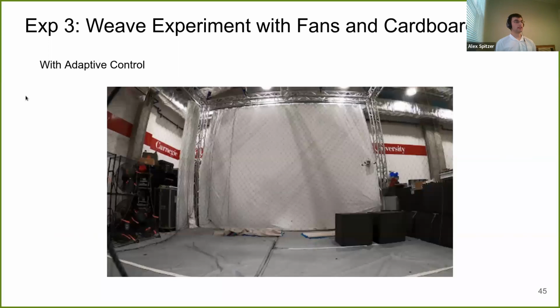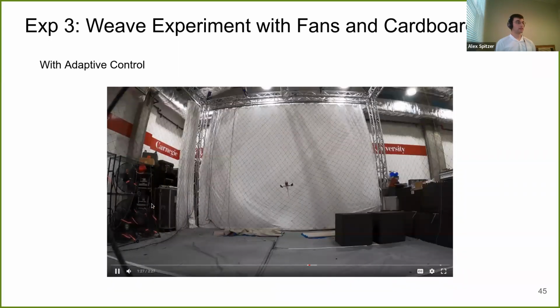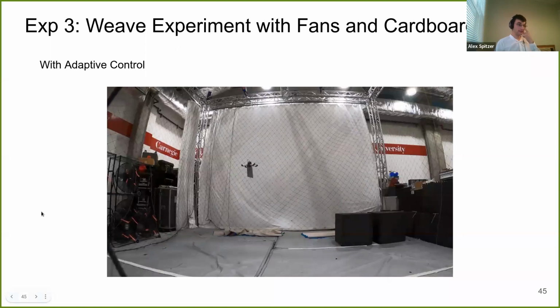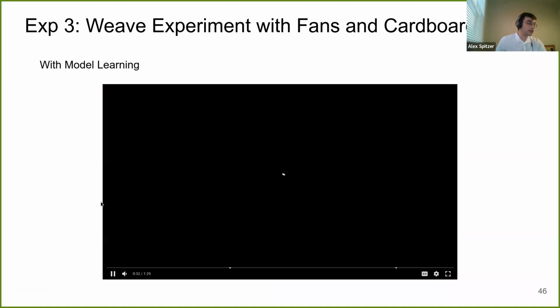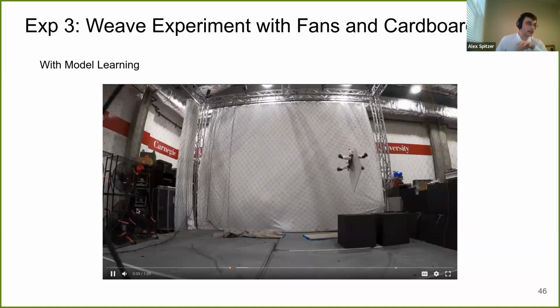The third experiment is the same thing, but with the fans. So the fans are blowing on the vehicle as it's carrying the cardboard. This is the adaptive method. And I'm going to play this for a few seconds, and you can see that as the vehicle encounters the fans, the wind from the fans is going to deviate it off path. Now, the same thing with model learning: as it's flying, you can kind of see it anticipate the wind from the fans and change the angle accordingly.